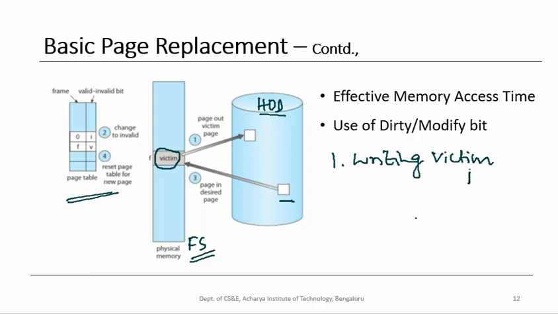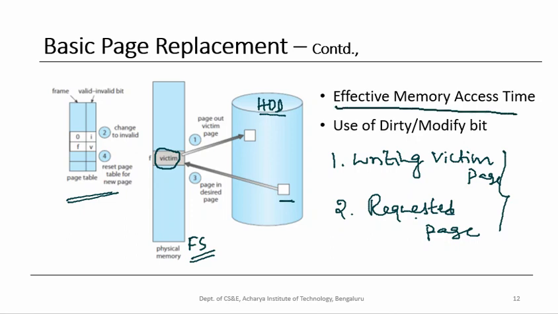And second time to bring the requested page into the main memory. So hard disk being a slower device, this is going to affect effective memory access time largely. So is there a way of bringing the effective memory access time down or reducing the effective memory access time?